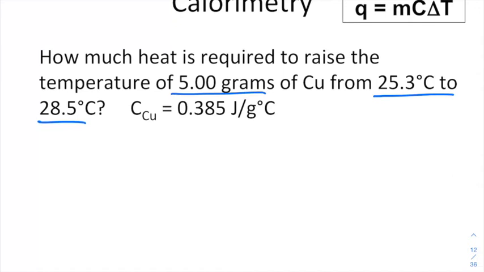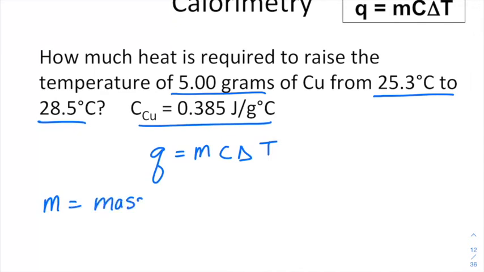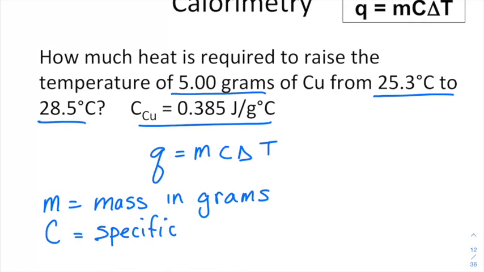Okay, so here it says how much heat was required to raise the temperature of 5 grams of copper from 25.3 degrees Celsius to 28.5 degrees Celsius. And here is the known specific heat for copper. So we're going to plug it in here. And let me write out those variables. So M is mass in grams. C is going to be our specific heat. Delta T is the change in temperature.